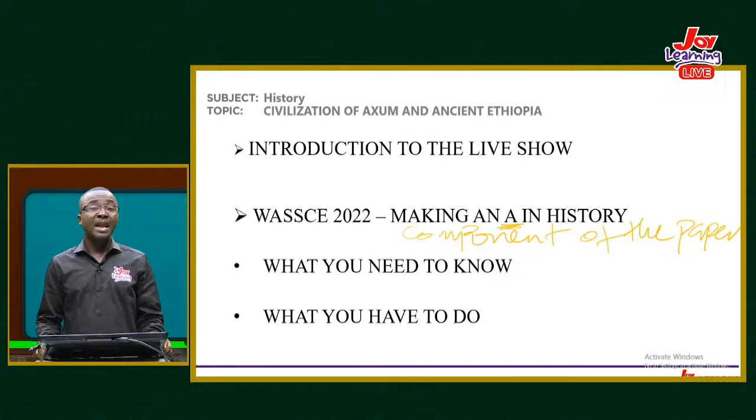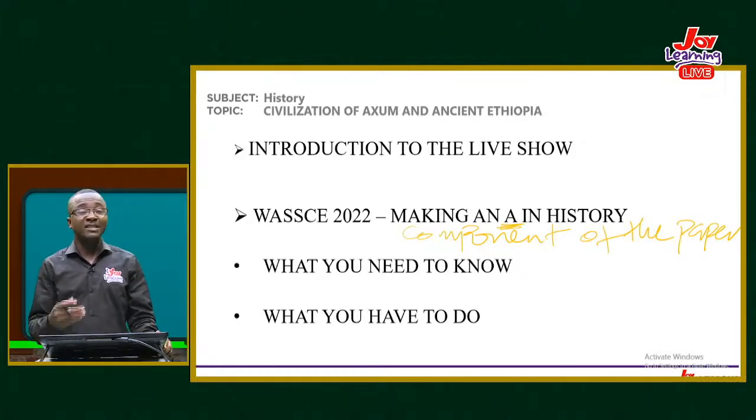All right. Now, in the section B, you realize that the section has been divided into three major subdivisions. So we have the section A, which deals usually with the civilization topics, and so you would have four questions. You come to the B part, which has to do with the history of Ghana, especially from the pre-colonial era through to the colonial era.